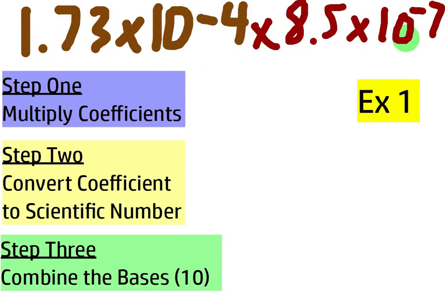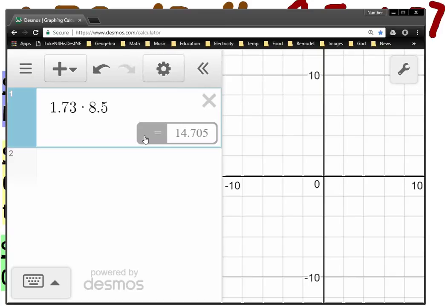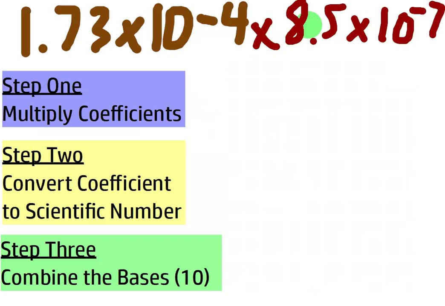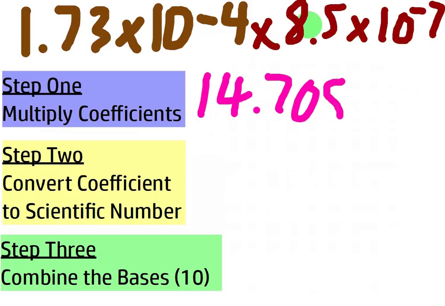So step 1, let's go ahead and read that together. It says to multiply the coefficients. So that's what we're going to do. Right off the bat, let's just do 1.73 times 8.5 and see what we get. Alright, so you can see we got 14.705. That is going to be the number we're going to write down, 14.705. Okay, now then, the other two numbers we're simply going to keep the way they are for now.